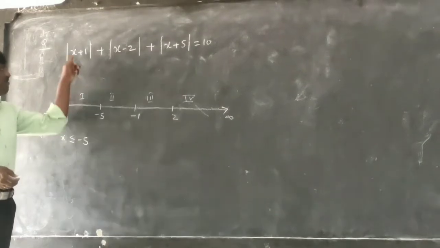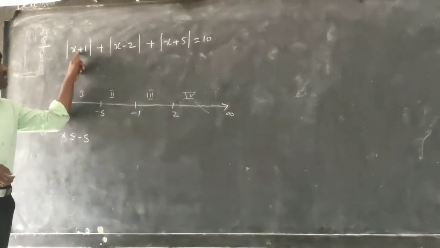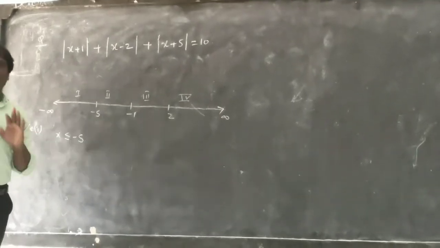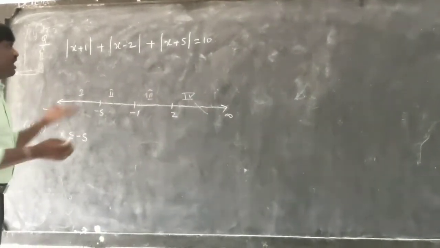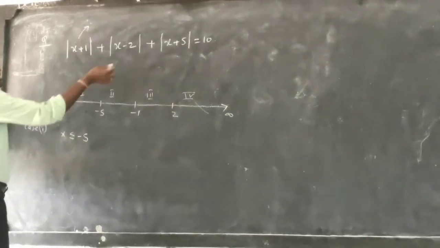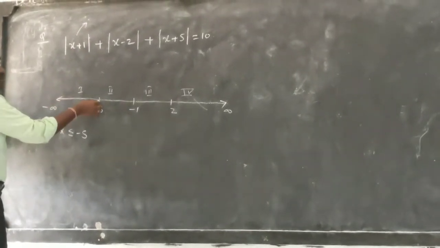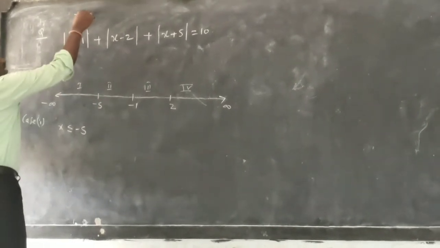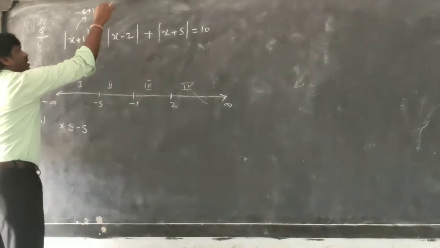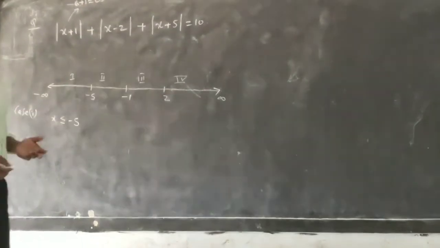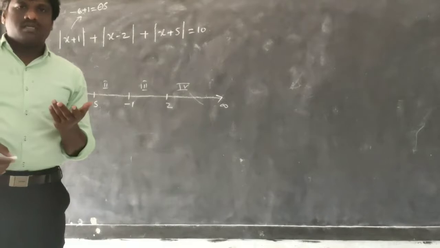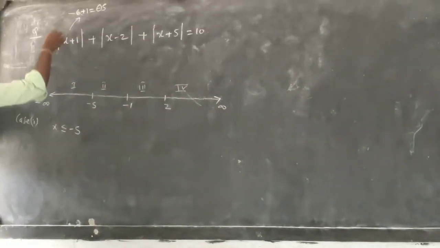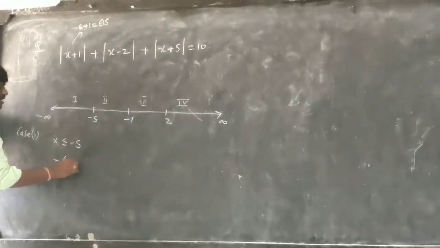So if I keep minus 6 here, minus 6 plus 1 is how much? Minus 5. Does it open negative or positive? Negative. You need to know whether it opens positive or negative. How do you come to know? You take a number less than minus 5 and keep it here. Minus 6 plus 1 is negative, so it should open negative. So minus of x plus 1 you will get.